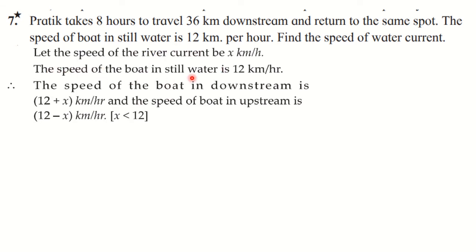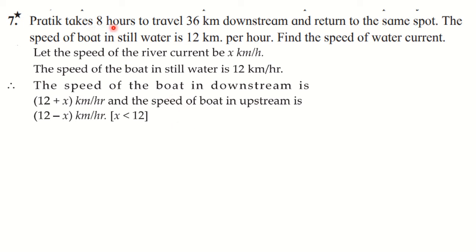Then the speed of the boat is given. Write down that speed, 12 kilometers per hour. Now see, when the boat is going downstream, the speed of the current is going to support the speed of the boat, and therefore the speed downstream will be 12 plus x kilometers per hour. When the boat is going upstream, the speed of the river current is going to oppose the speed of the boat. So the upstream speed will be 12 minus x. Obviously x should be less than 12. The speed of the river current must be less than the speed of the boat.